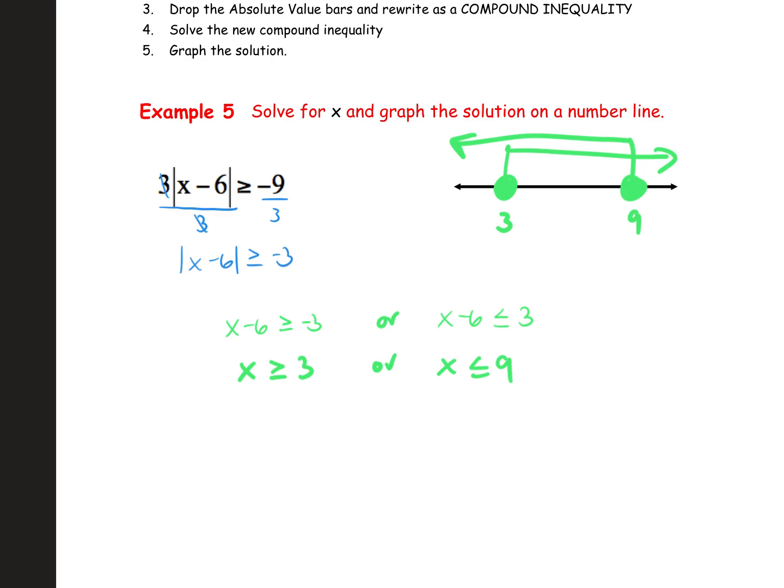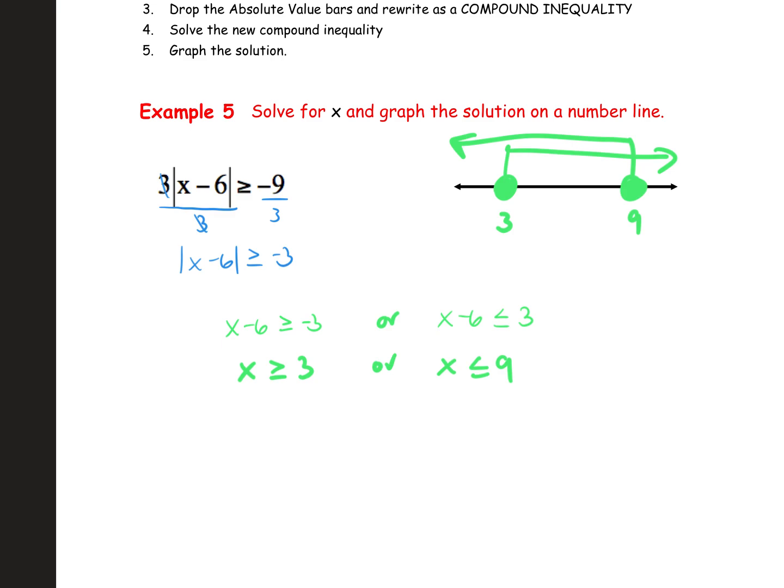Now remember, the ors, I only care about when we were doing these compound inequalities. The ors are, I only really care about where things got shaded in one time.